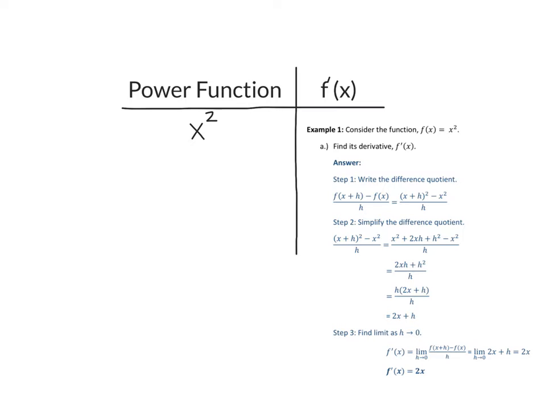Using the limit definition, we first began by finding the difference quotient. So finding f of x plus h minus f of x all divided by h. We find that difference quotient, and then we simplify it. And when we simplify that, we get 2x plus h. Next, we find the limit as h approaches 0, and that limit will give us the derivative f prime of x. When we take that limit of our difference quotient 2x plus h, the h goes to 0, and our limit becomes 2x. So what we found was that the derivative f prime of x of this power function x squared turned out to be 2x.